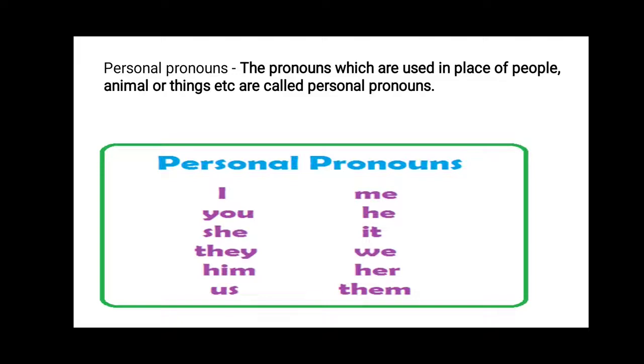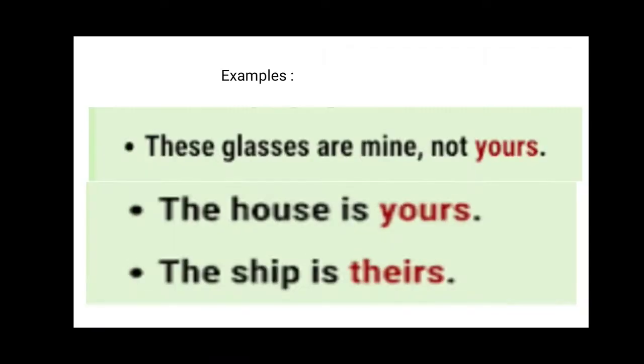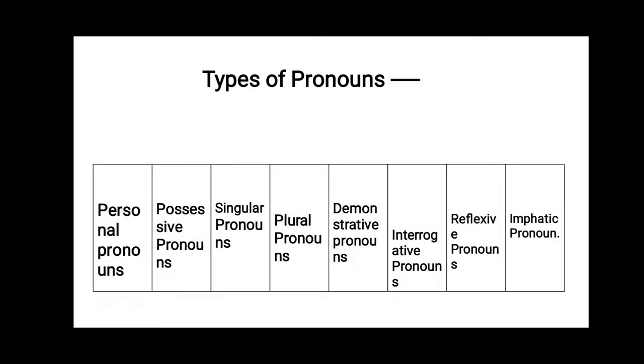And from this discussion onwards, we got to know that the pronouns which are used in place of people, animals or things, etc. are called personal pronouns. And some common personal pronouns are I, me, you, he, she, it, they, we, him, her, us, and them. Now students, after this, today we are proceeding towards starting another type of pronoun, which is the possessive pronoun.